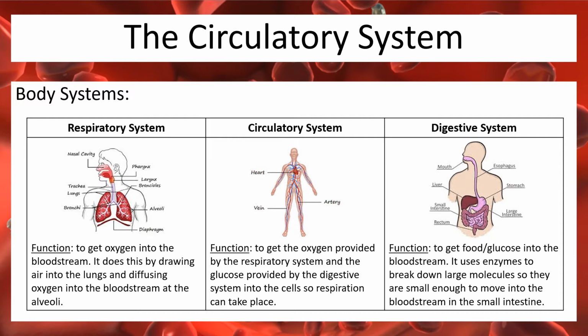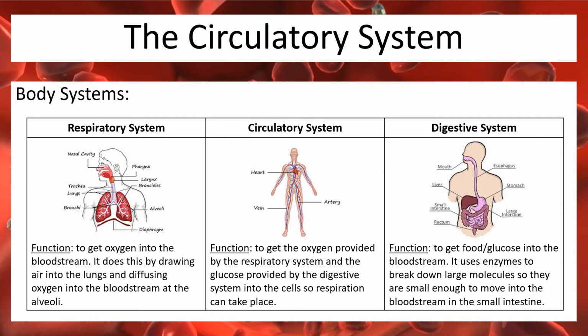If I go over to the right hand side now and think about the digestive system, the purpose of the digestive system is to get food, and in particular glucose, into the bloodstream. So that great big long tract through the mouth, the esophagus, the stomach, the small and large intestines, is just to give enough time as the food makes its way along that whole alimentary canal for the enzymes to break down the large molecules of food so they're small enough to get into the bloodstream. So the whole function of that system is to break down food and get glucose into the blood.